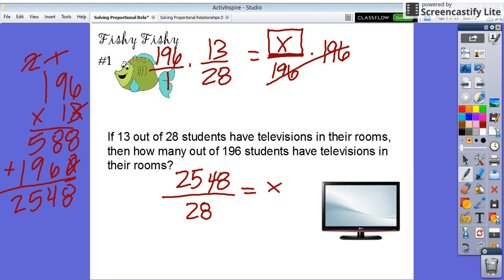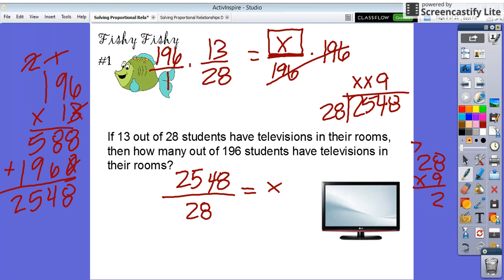So all I need to do now is turn my improper fraction into a mixed number or a whole number or whatever it works out to be. So in order to do that, I take 2,548 and I divide it by 28. 28 will not go into 2 or 25, but it will go into 254. It will go into it 9 times. So if you want to check that, that's 28 times 9. 9 times 8 is 72. 9 times 2 is 18. Plus the 7.